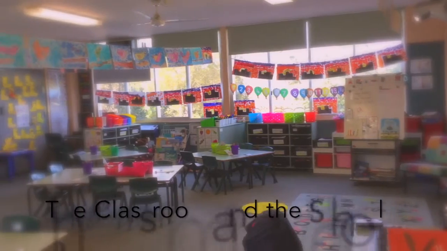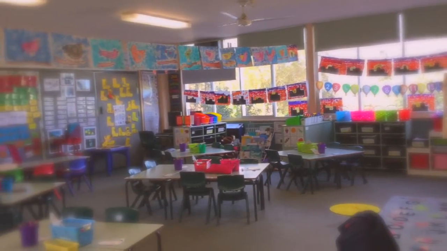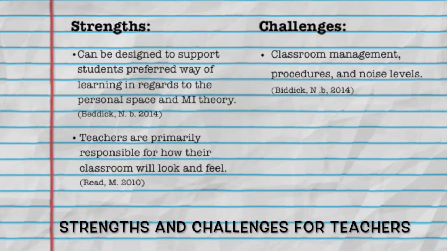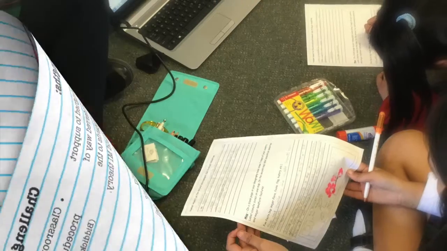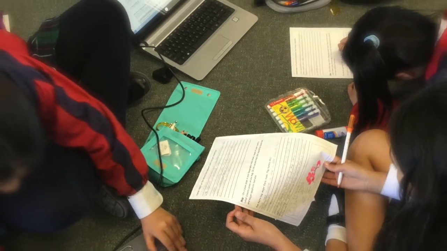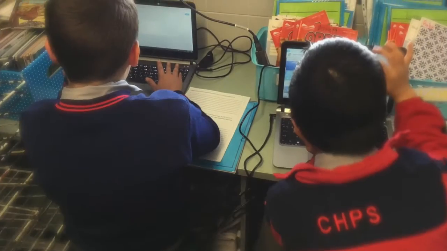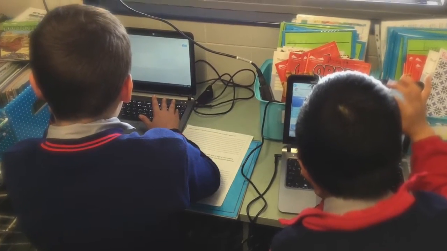The classroom and the school. Open plan classrooms allow the teacher to design the classroom to support their students' preferred way of learning. The way a teacher arranges the classroom can have a big impact on the personal learning space for the student. When teachers teach in an open plan classroom, the management of noise levels, student movement, and everyday procedures must be clear to students in order to get the most out of this learning space.